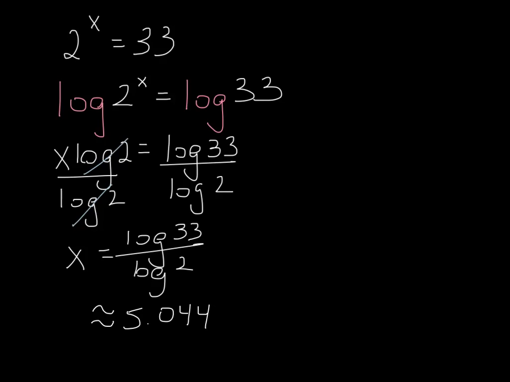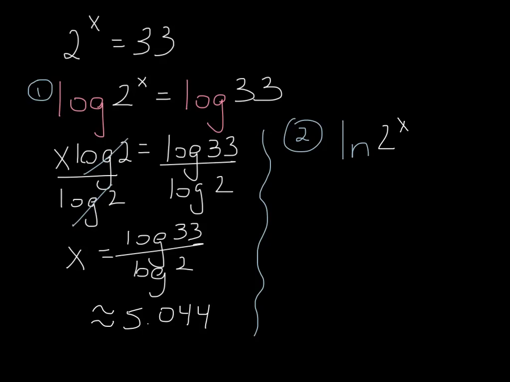Now I want to show you something else here. Let's call this method 1. We're going to look at a second possibility. That's instead of taking the common log, we can take the natural log. So that would look like this. We'd have ln of 2 to the x equals ln of 33. Now we can use that same property and bring that x to the front.